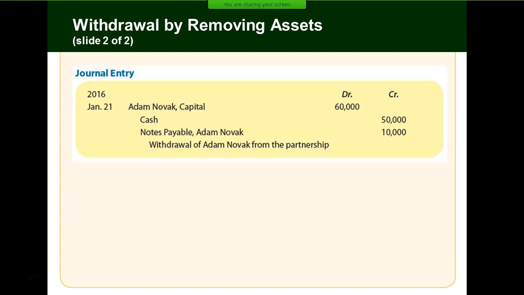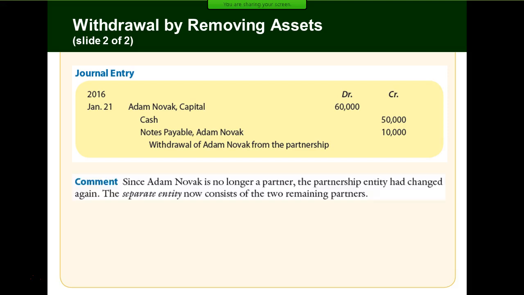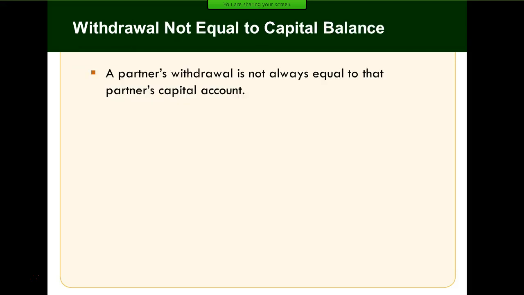So in this case, Novak, we're going to get rid of his capital account by 60. We're going to show cash taken out as a credit of 50. And then we're going to have a note payable to Adam Novak for 10. Since Adam's no longer a partner, the partnership entity has changed. The separate entity now only has two partners in it.